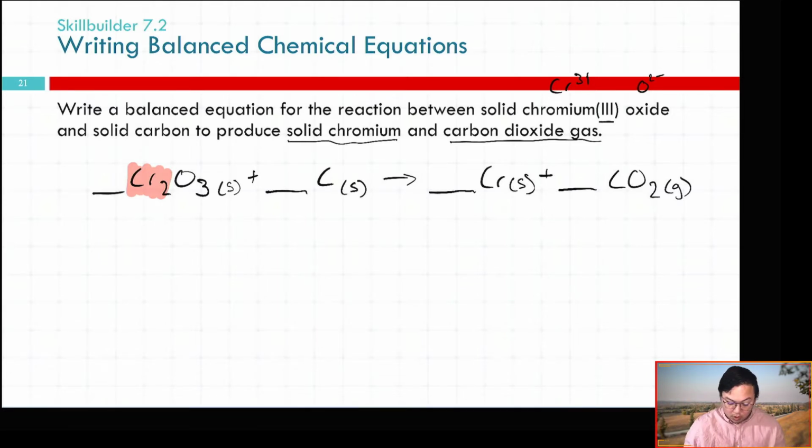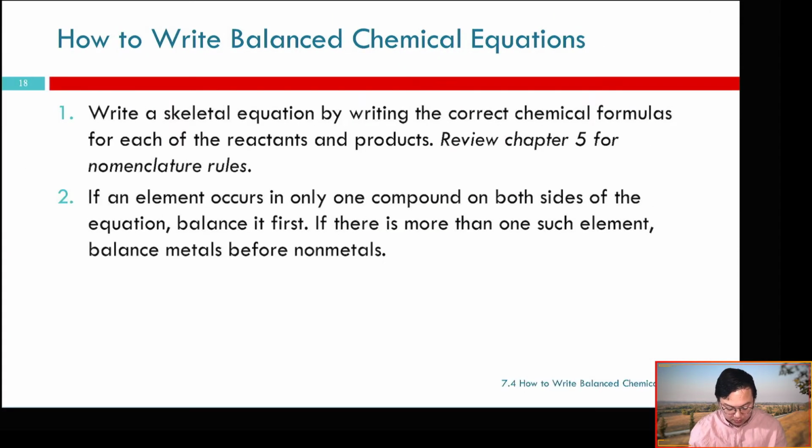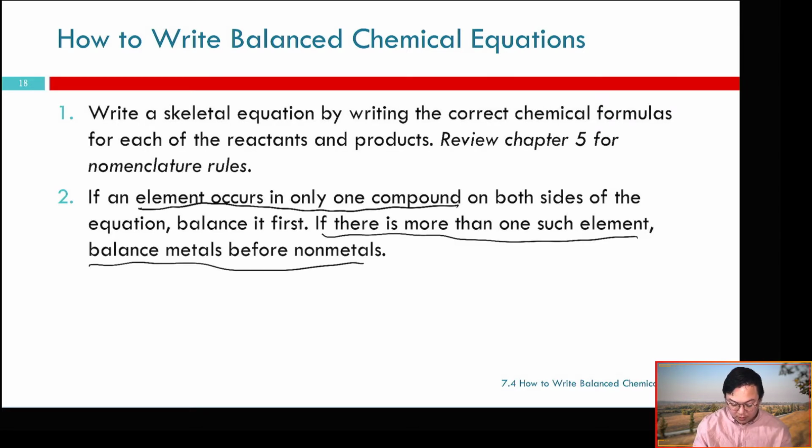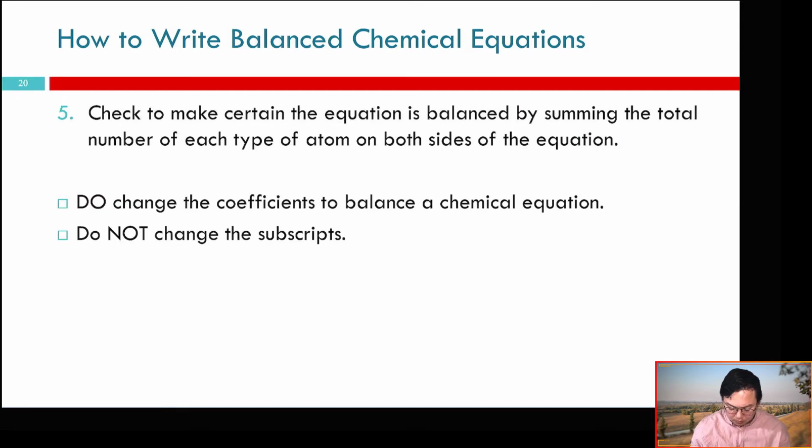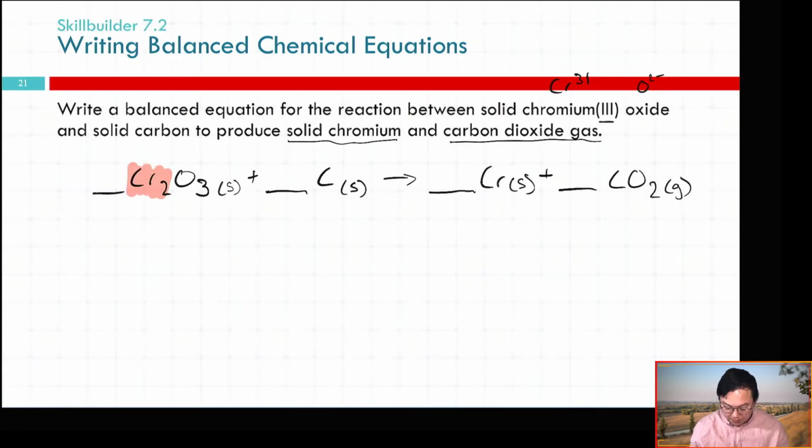Or we should check to see if we need to balance it, right? So our first step is to write a skeletal equation. Our second step then is: if an element occurs in only one compound on both sides of the equation, balance it first. If there is more than one such element, balance metals before nonmetals. So let's go back over here, right?